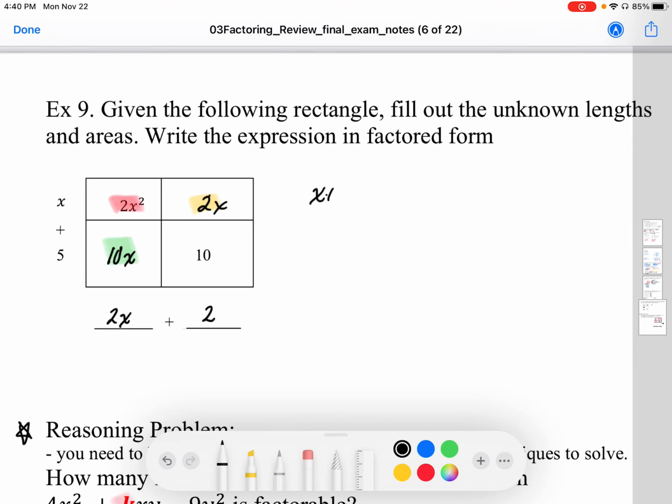So we know that x plus 5, this is a factored form part of this, times 2x plus 2 must be equal to the area: 2x squared plus 12x, when we combine the like terms, plus 10.